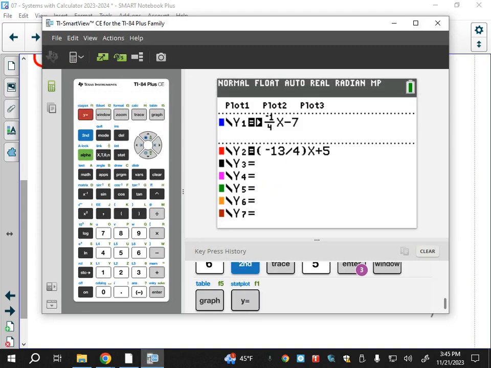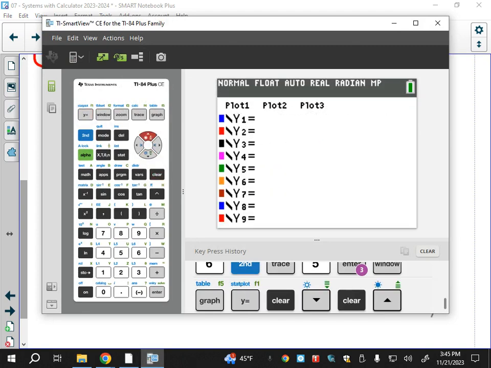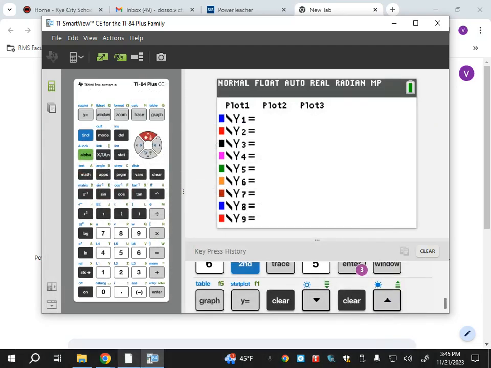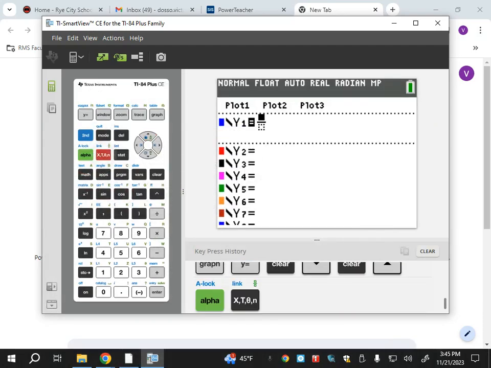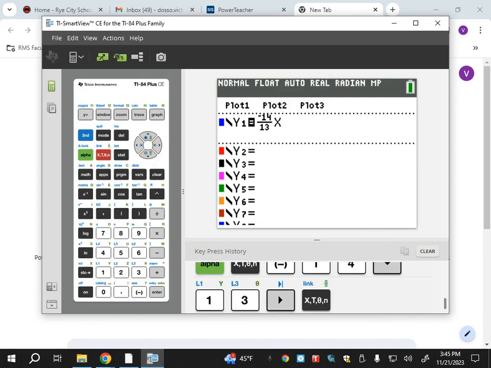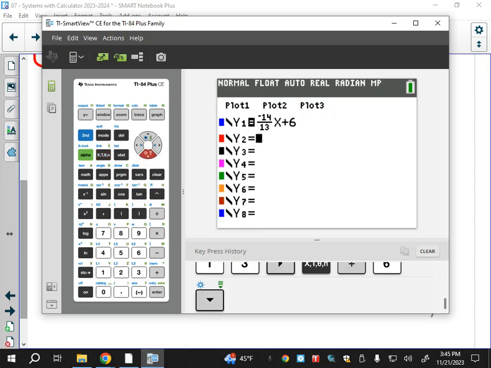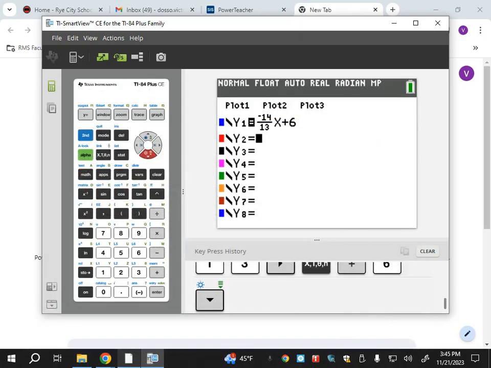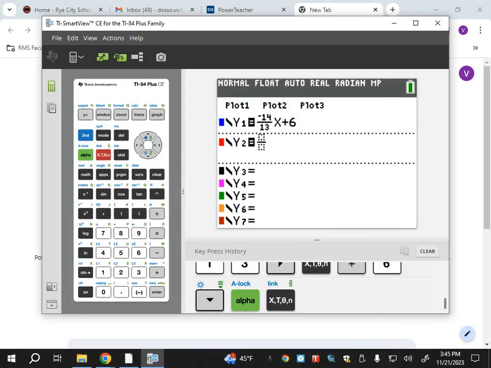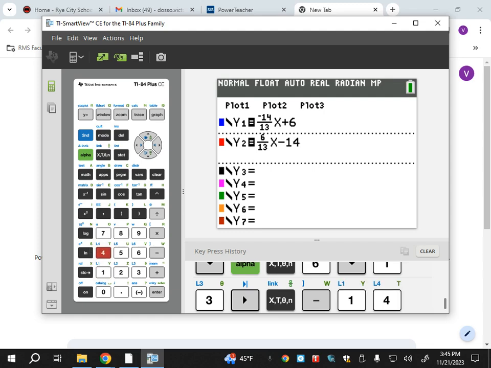Okay, so I'm going to go back to y equals, clear everything else out, put in our first equation, which is y equals, say we're going to do negative 14/13 x, and then it was plus 6. So plus 6. Arrow down. Now we're going to put in our second equation. 6/13 x minus 14. If I graph and get a syntax error, you should click go to, and then usually it's something with the negatives and the minus signs.